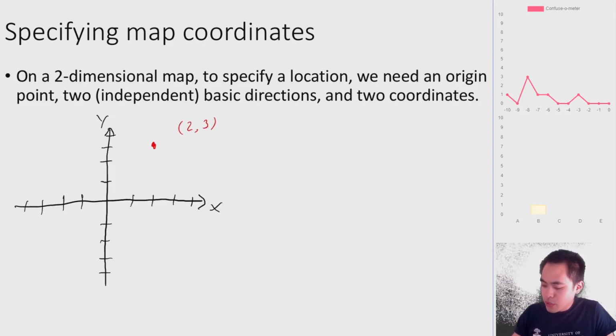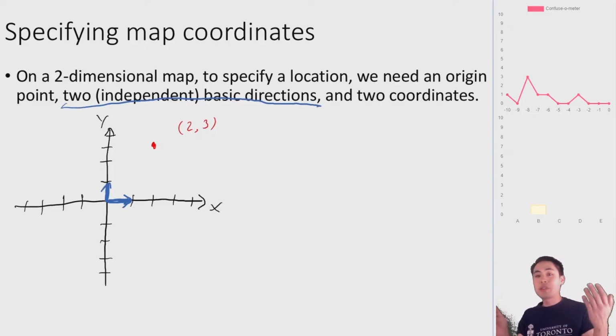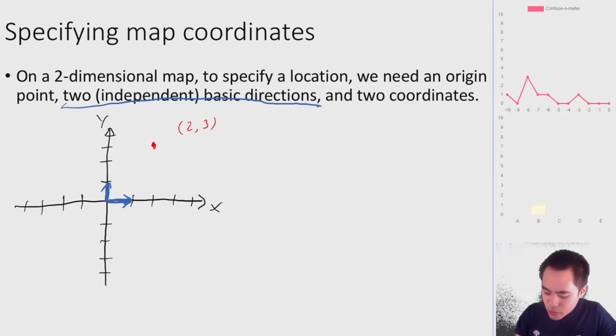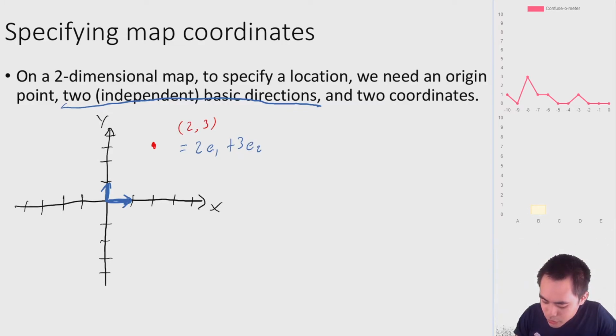And we can specify it because this is our first basic coordinate, and this is our second one. So two independent basic directions. One is going to the right, and the other is going up. One corresponding to the x-axis, the other corresponding to the y-axis. And so this is equal to 2 times the first basic direction plus 3 times the second basic direction. And you can see this because you might go along 2 steps, 1, 2, to the right, and then you go up 3 steps, 1, 2, 3.